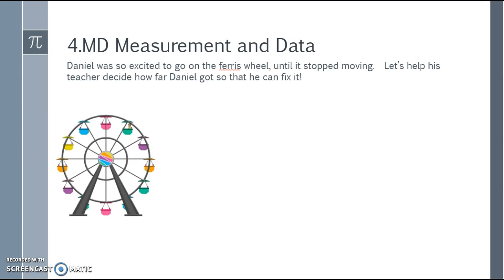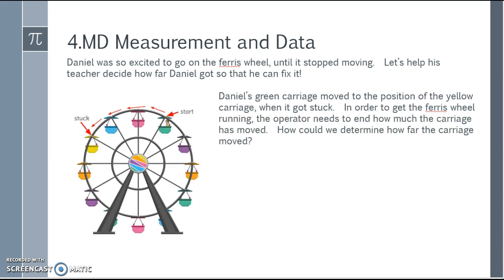Let's expand this into an application problem. Daniel was so excited to go on the Ferris wheel until it stopped moving. Let's help his teacher decide how far Daniel got so that he can fix. Daniel's green carriage moved to the position of the yellow carriage when it got stuck. In order to get the Ferris wheel running, the operator needs to know how much the carriage has moved. How could we determine how far the carriage moved?